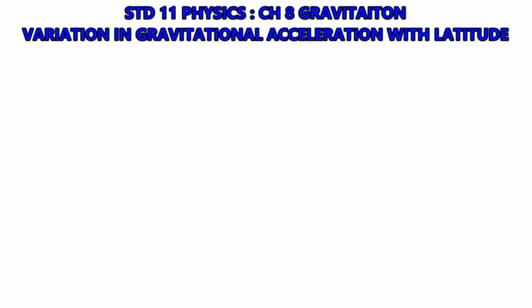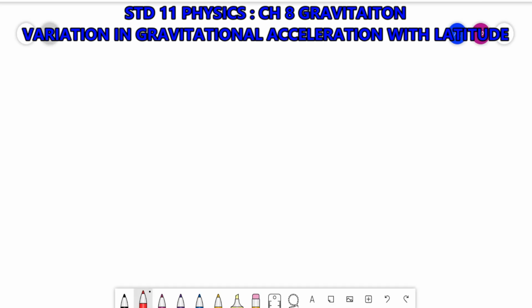In our previous video, we have seen the topic of variation in gravitational acceleration with the altitude as well as with the depth from the surface of the earth. And today, let's see how the value of g varies with latitude. Variation in effective g with latitude.